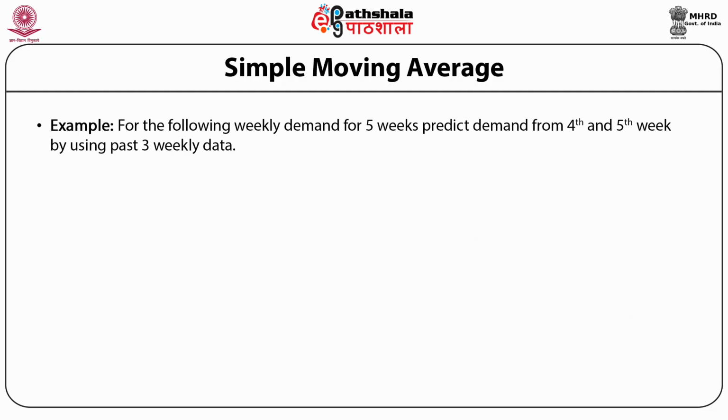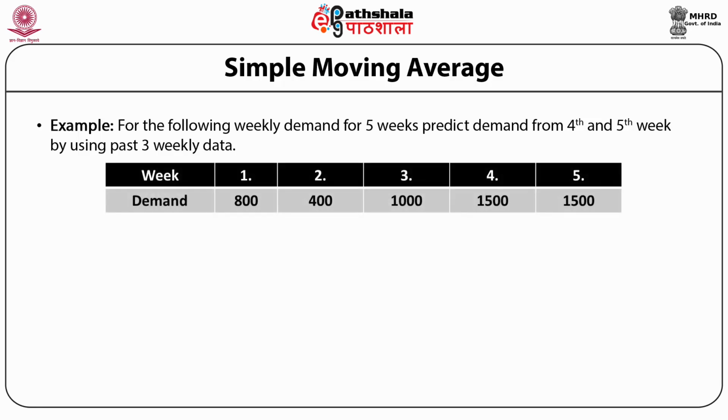In this example, the table indicates weekly demand for 5 weeks. And we need to predict demand for the 4th and 5th week by using past 3 weekly data. For instance, the demand given for first week is 800 units, second week 1400 units, for third week 1000 units, and so on and so forth.